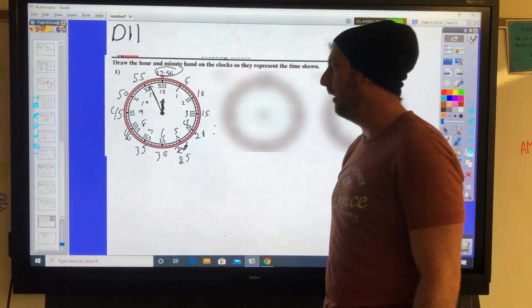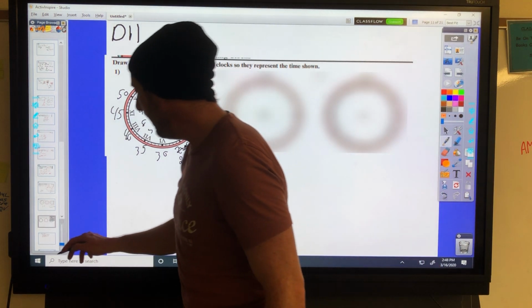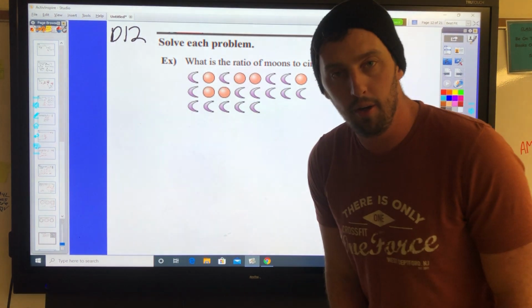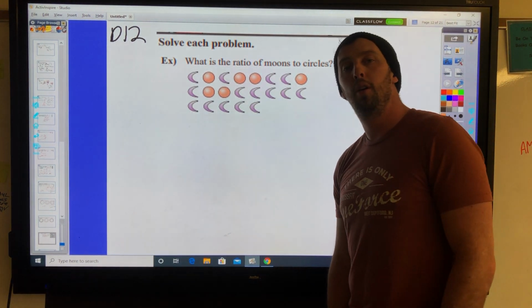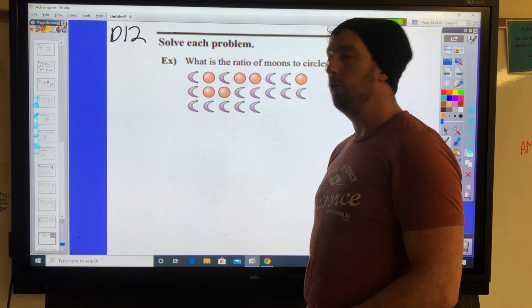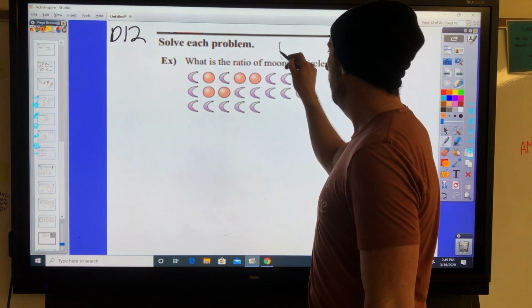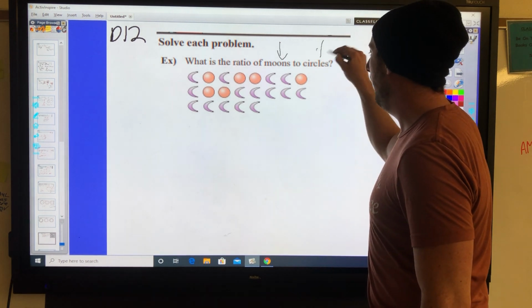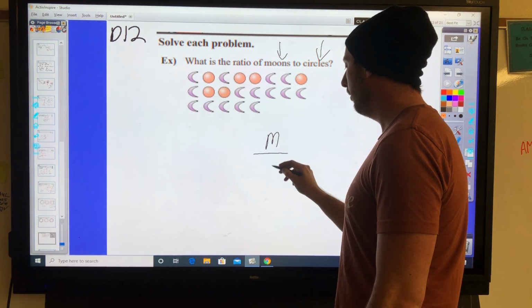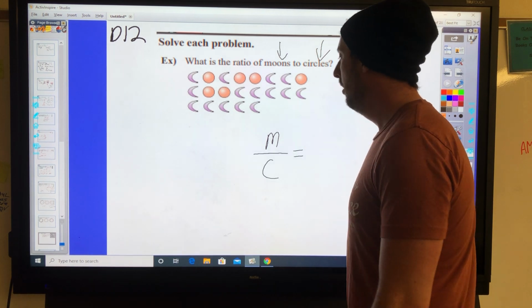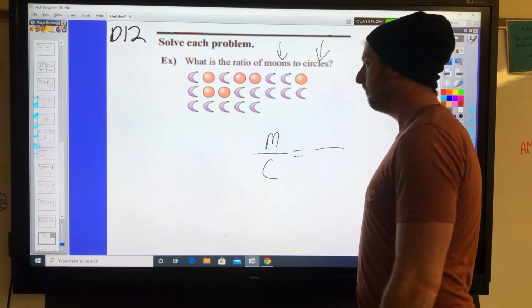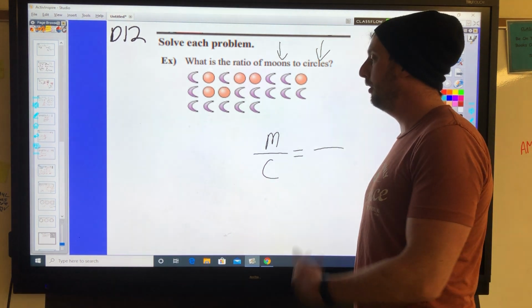Good to go? All right, good luck. Day 12. All right, here we go. We're talking about ratios. Now remember, ratios are comparing 2 quantities. So in this case, our 2 quantities that we're comparing are moons as well as circles. Now, if you're comparing moons to circles, your counting of the moons has to go on top, and your circles have to go on the bottom.